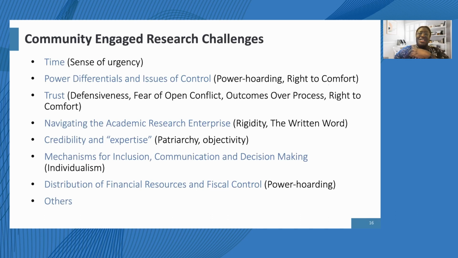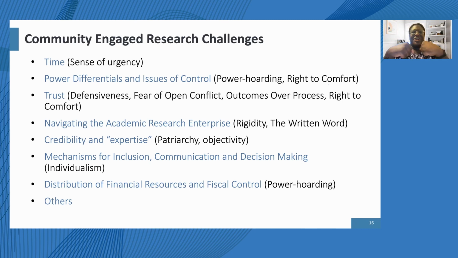There are various challenges that come into play when thinking about community engaged work. Part of it is time, right? We all know now, especially after COVID, time is fleeting and there's such a sense of urgency about everything. But what is urgent for one is not necessarily urgent for the other.